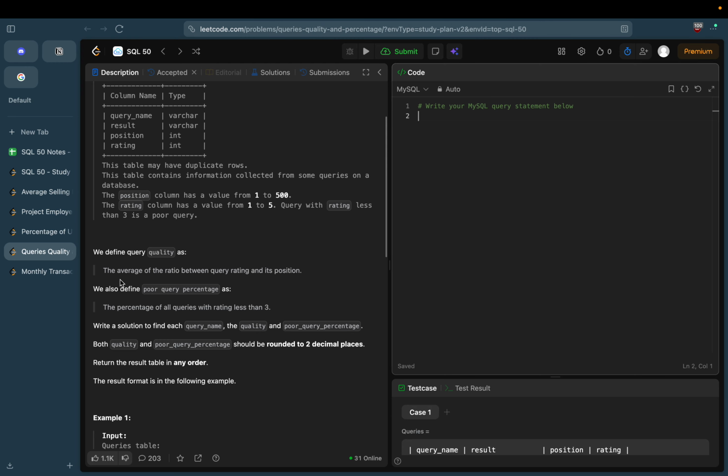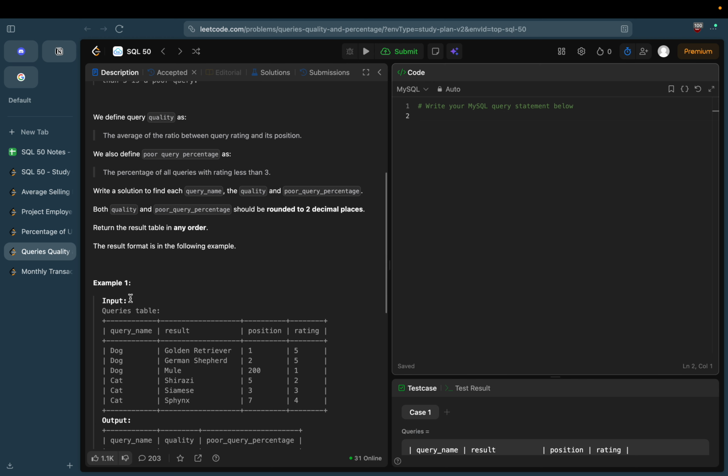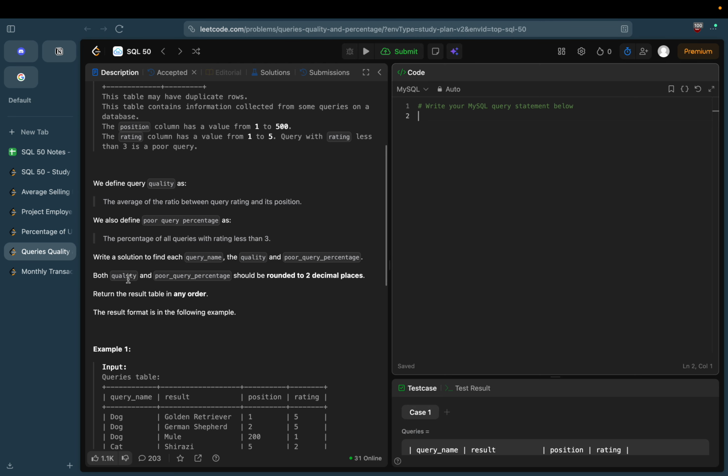We define quality as the average of ratio between query rating and its position. So rating divided by position, the average of this is called something called as quality. We also define poor query percentage as percentage of all queries with rating less than 3. Write the percentage calculation. Let's see what they want us as a solution. Write a solution to find each query name, the quality and poor quality percentage, these two things. Both quality and poor quality percentage should be rounded to 2 decimal places. Return the result table in any order.